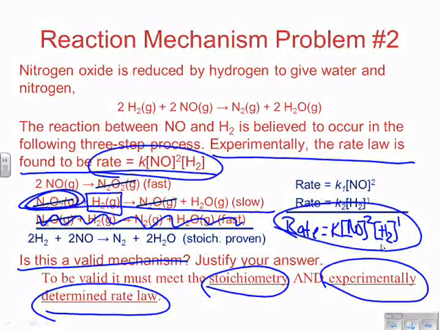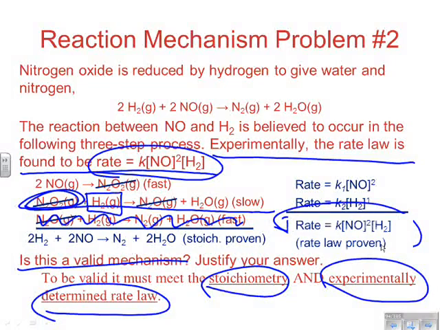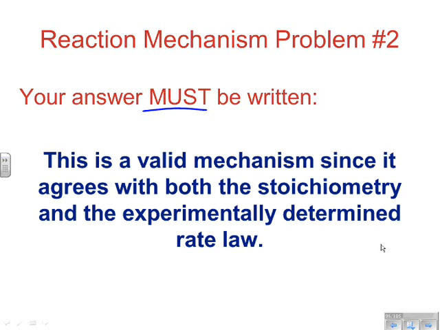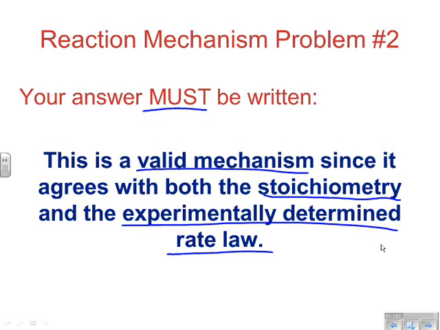So if you're doing this on an FRQ question, or on your homework, and you're justifying your answer, here's what you really need to say. Honestly, for the AP test, this is the key idea. Your answer must be written like this. Because the question was, show that the proposed mechanism is valid. And what you really need to say is it's a valid mechanism, since it agrees with both the stoichiometry and the experimentally determined rate law.